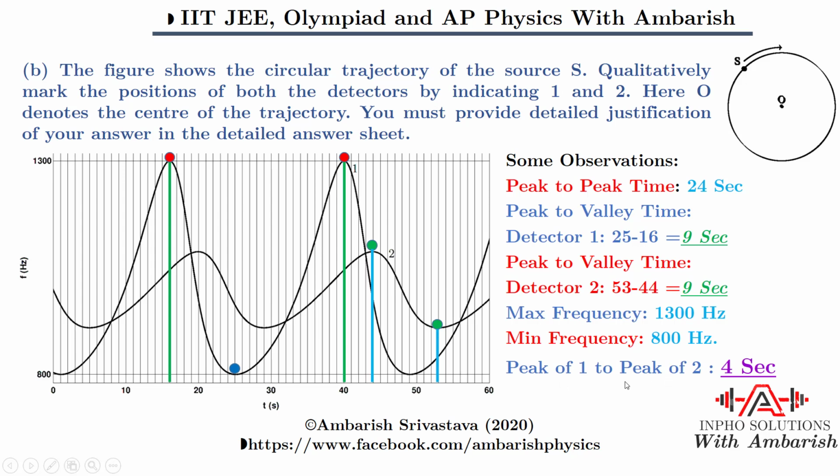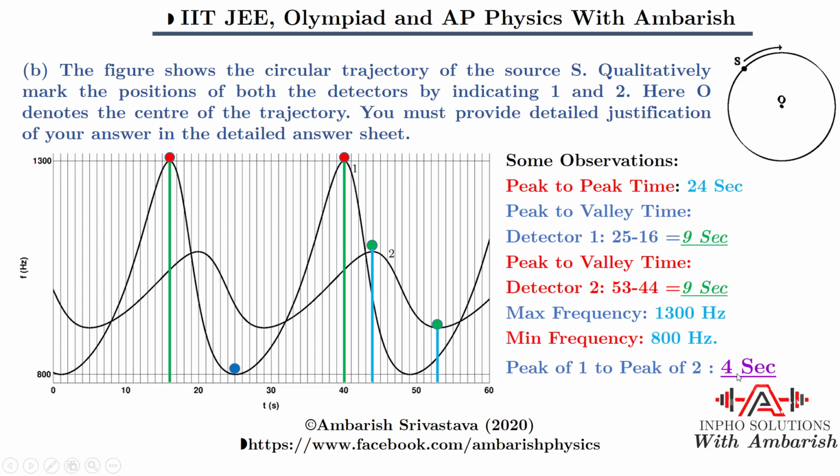what's the time difference between peak of 1 to peak of 2? That is, the first detector detects a maxima, and after some time the second detector detects a maxima. So what is the time difference between the two? This time is 4 seconds. So this is also important information that we'll be using in the upcoming slides.